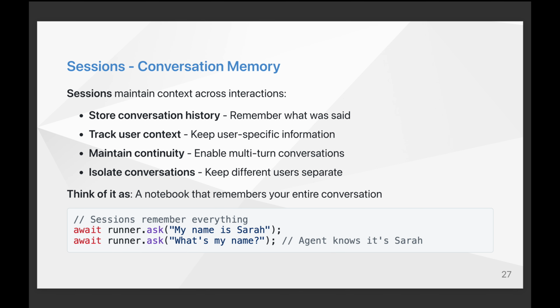Sessions are your conversation memory. They store everything that happens in a conversation. They track the user-specific context, maintain continuity across multiple turns, and keep different user conversations separate. Think of sessions as a notebook that remembers your entire conversation. If you told the agent that your name is Sarah and then asked it what your name is, it should return Sarah because it remembers that context. Sessions ensure your agent isn't goldfish-brained. It remembers context and can have meaningful multi-turn conversations.